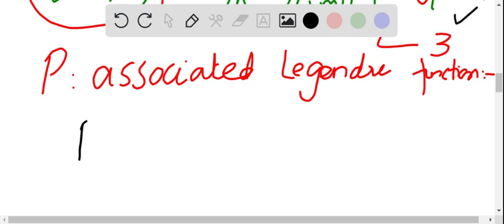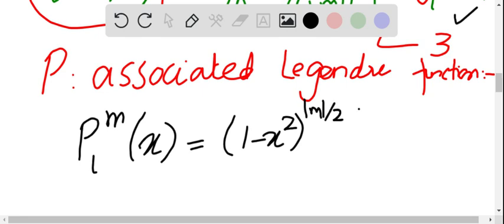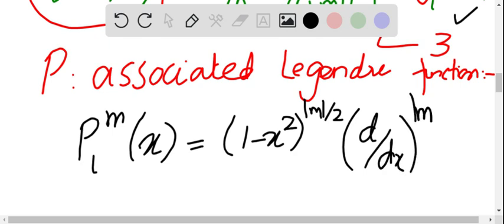So the equation for p is p sub l raised to power m of x is equal to (1 minus x square) raised to absolute value m divided by 2, d by dx, again absolute value of m, p sub l of x, right? So let's say that this is equation 4.